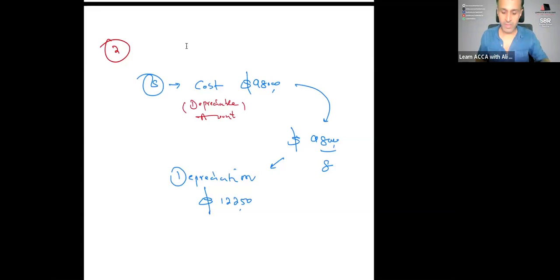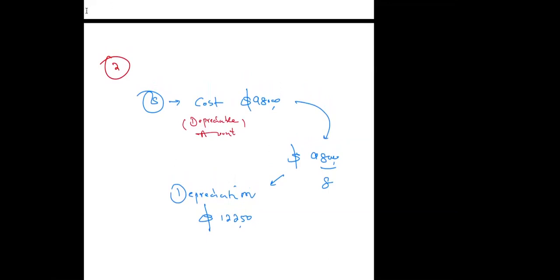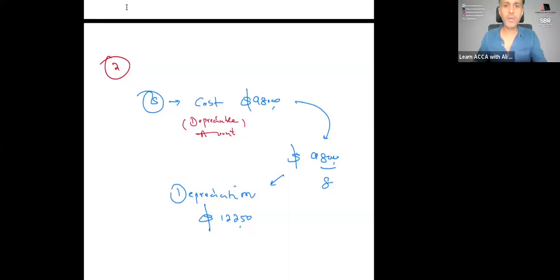12250, the figure of the depreciation they have ended up recording, which is good as far as the individual financial statements are concerned. It's good, but not good as far as the group financial statement is concerned. And we're preparing the group financial statement right now.